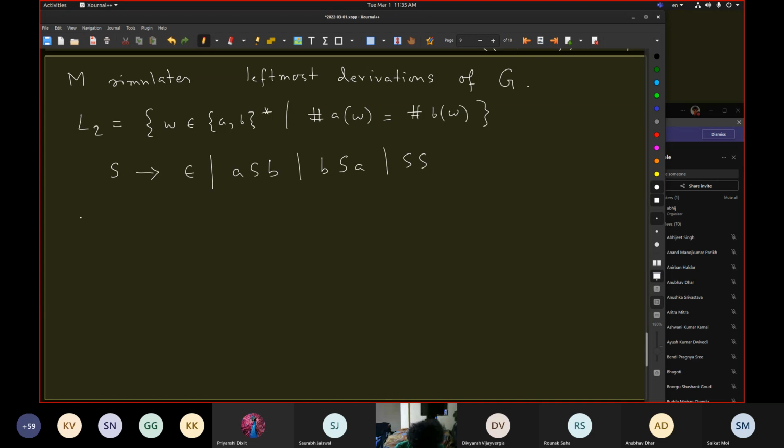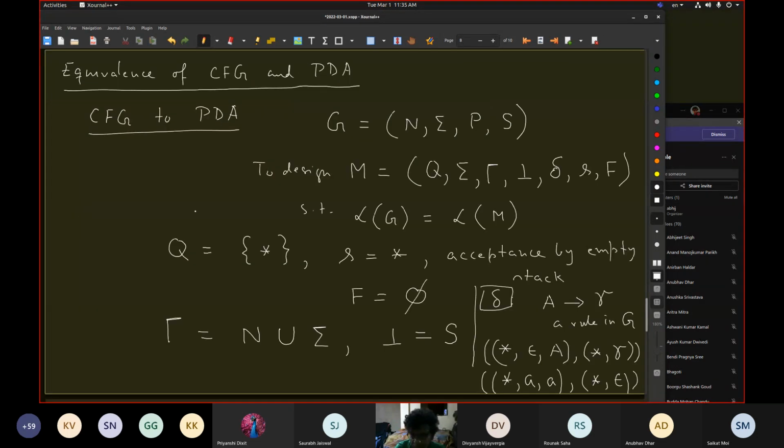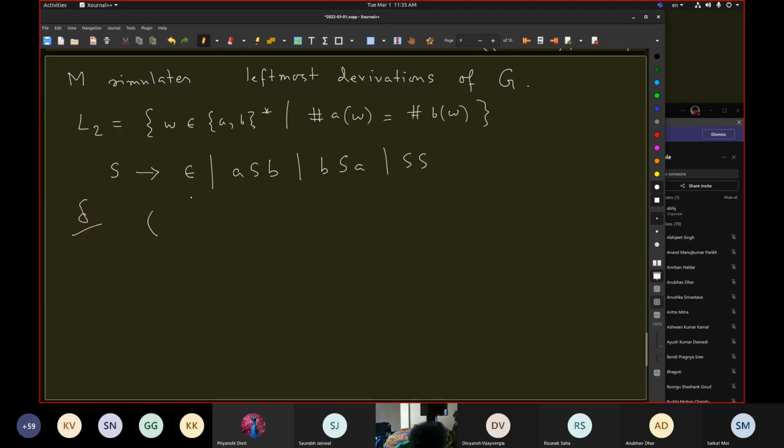So what will be my delta? If I look at the simple things first, there's only one state. You have A and A, swap it. This is one transition. Likewise, if you are scanning B from the input and B is also at the top of the stack, pop it out.